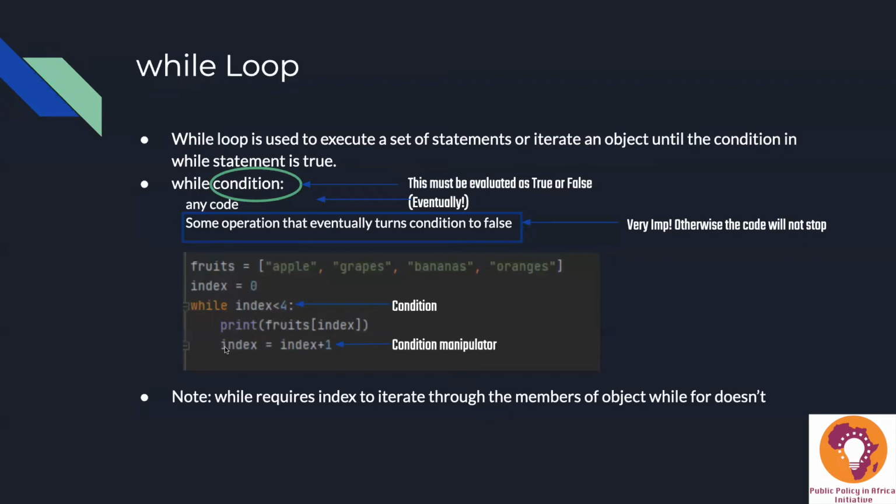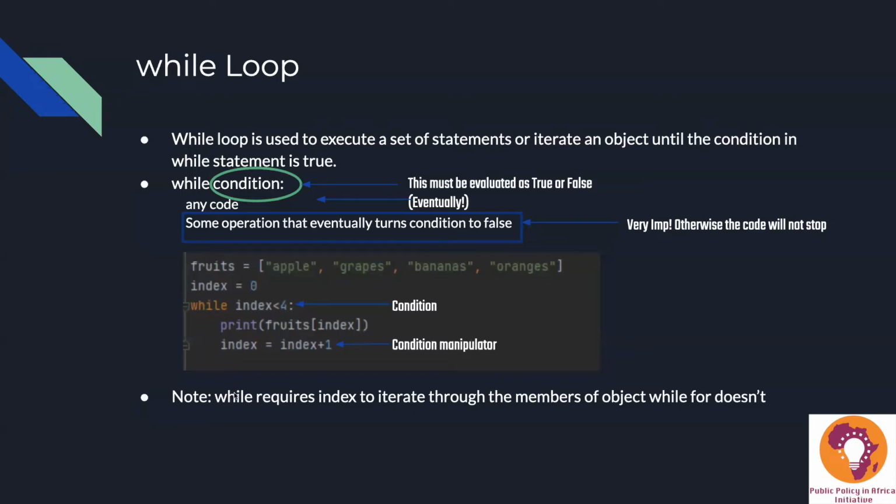And then we have to have our operation that eventually turns the condition to false. We call this our condition manipulator. So we set index equal to index plus 1. Another way you could have done this is index plus equals 1, to make sure that on each iteration of the loop, index will increase by 1, so that eventually index will be greater than or equal to 4, and the condition will evaluate to false. Once this evaluates to false, then we would execute the lines of code down here.